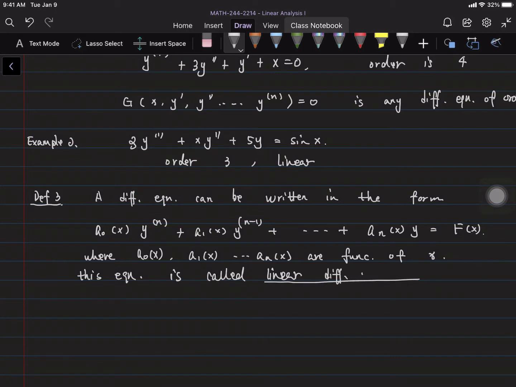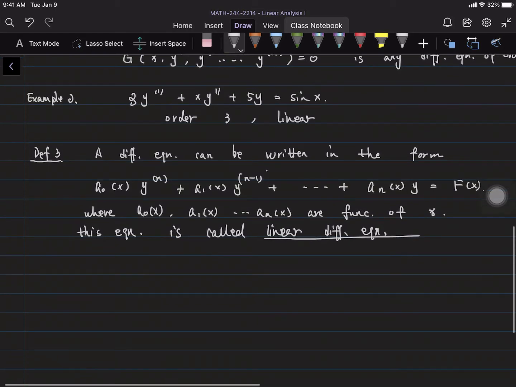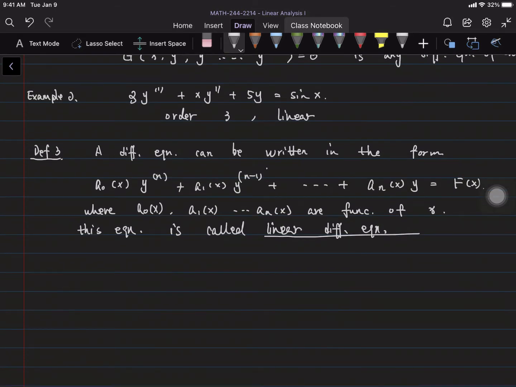It's called linear because there's no power, right? No power. That's why it's called linear. It's just a linear combination of all the derivatives. If an equation doesn't satisfy this form, it's called a nonlinear differential equation. Now we can take a look at some differential equations and see if they are linear or nonlinear.